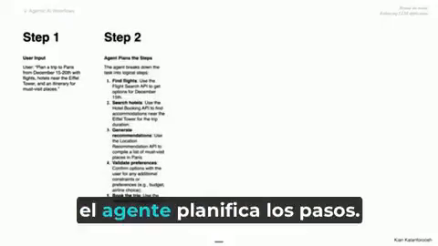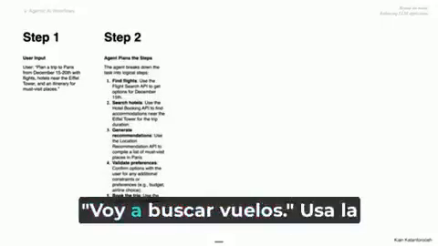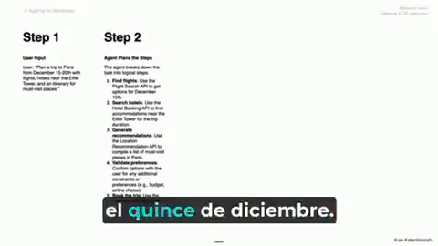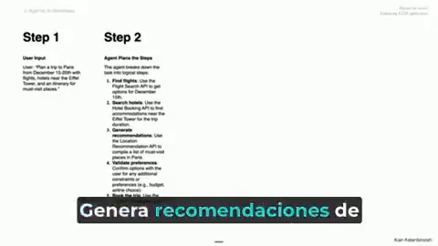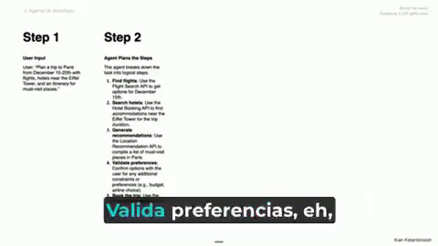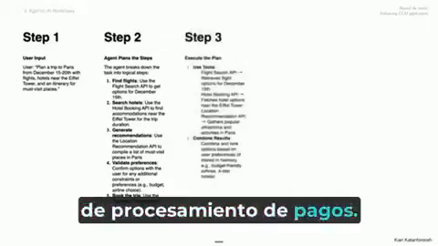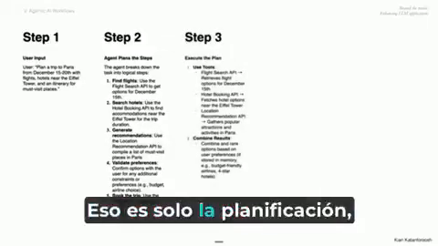Step 2, the agent plans the steps. It says, I'm going to find flights, using the flight search API to get options for December 15th. Search hotels, generate recommendations for places to visit, validate preferences, budget, etc. Book the trip with the payment processing API. That's just the planning, by the way.